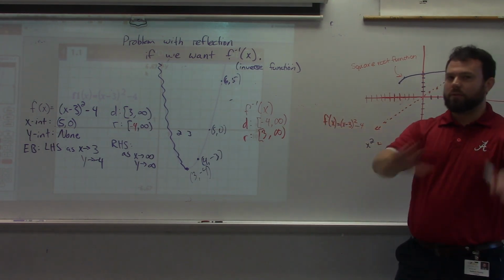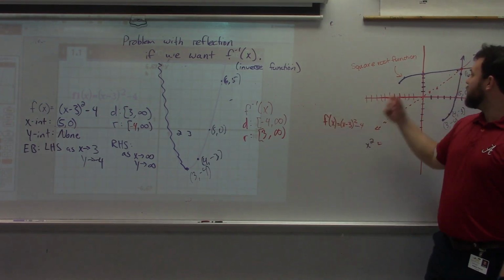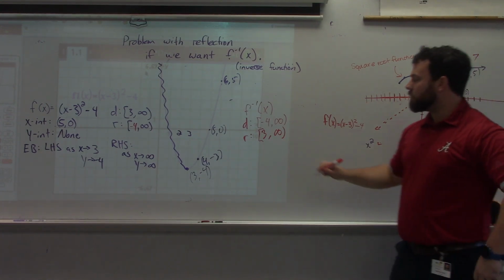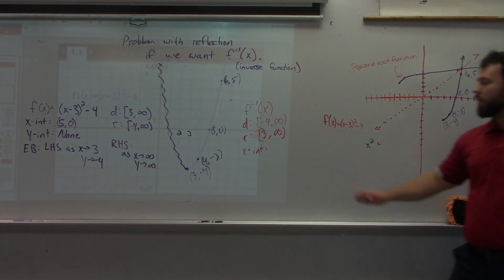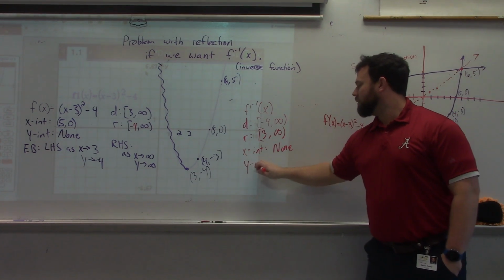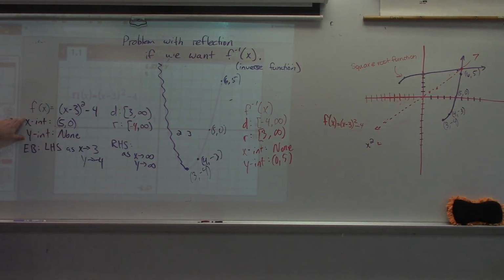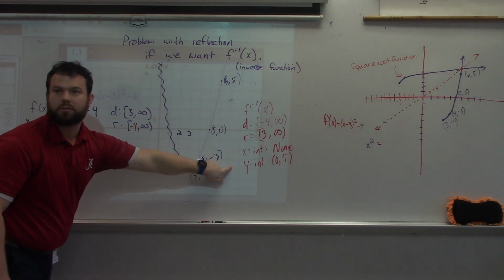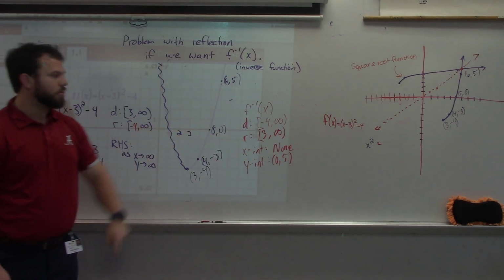So please note, for camera and everyone at home, the domain and the range switch. They swapped because those inputs and outputs transposed. It's just that reflection across the line y equals x. That's the foundational piece. So notice, what's my x-intercept now? You don't have one. What's my y-intercept? 0, 5. Because notice what happened to my inputs and outputs. They swapped. So 5, 0 became a 0, 5, which is a y-intercept. A y-intercept of none became an x-intercept of none.